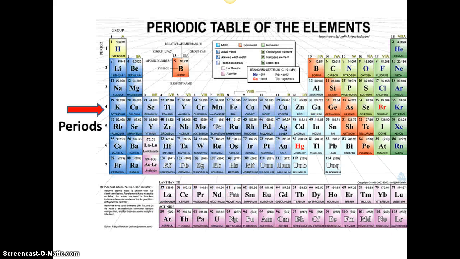On our next slide, we have the periodic table, with an arrow on the left-hand side showing the periods. The periods are rows 1 through 7, and they go in numerical order from left to right. As you go across, the number increases by 1. What's happening is we're adding 1 proton and an electron, and it's changing the atom into a new element.